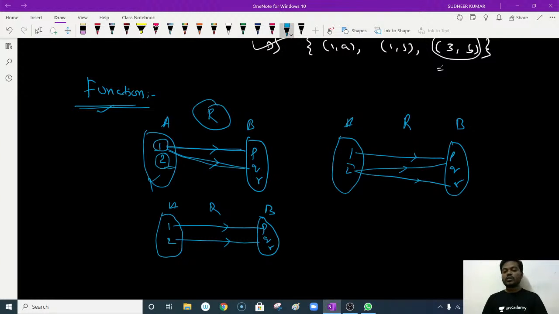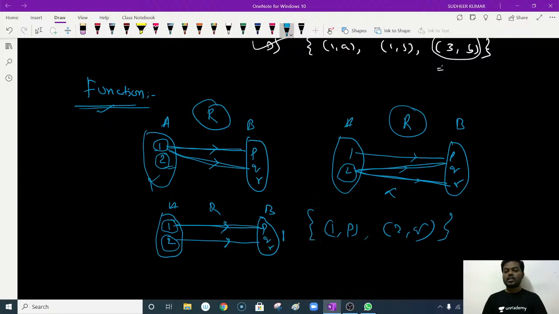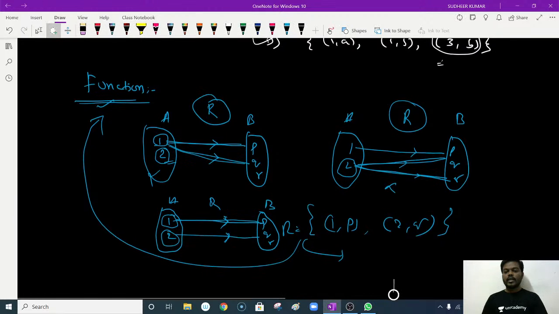If we come to this relation, 2 is associated with not a unique element, more than one element, so it is also not a function. This is just a relation. If we come to this relation, every element in set A is associated with a unique element in set B. So 1 is associated with P and 2 is associated with Q, right? So this relation is said to be a function. Clear? Next.